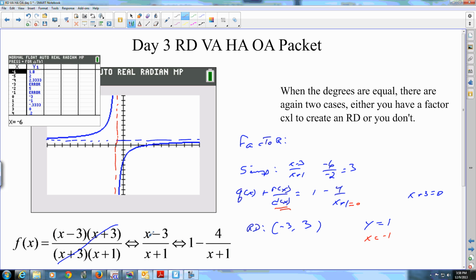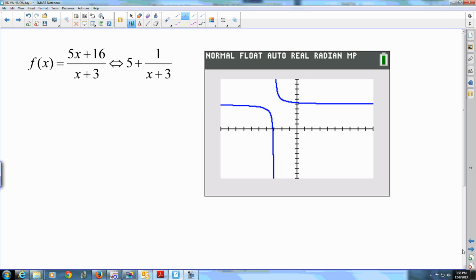I can walk through the examples on the next page to show you what that looks like, but I'm just trying to walk you through that when the degree of the numerator and the degree of the denominator equal each other, it's really not that big a deal. I don't think you guys need to memorize it. Just factor it, simplify it, find the q of x plus r of x over d of x. In this one, you're going to have a horizontal asymptote at 5 and a vertical asymptote at -3. And then you find your x-intercepts, y-intercepts, domain, and all that other stuff just like we have been.